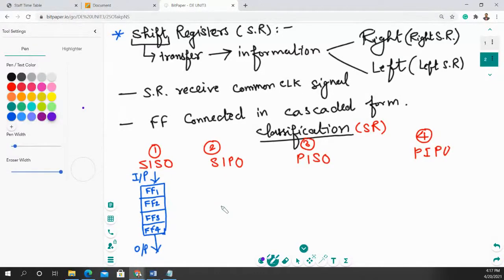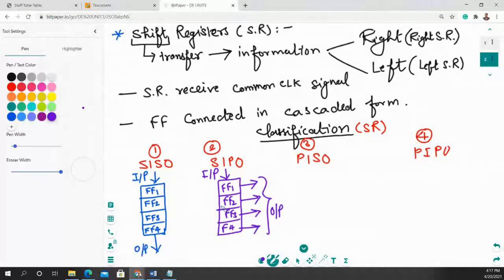Next one is your serial in, parallel out. Same configuration right here. 4 flip-flops we are using. So flip-flop 1, 2, 3, and 4. You will provide the serial input and you will get the output parallelly. So this is called serial input and parallel output.